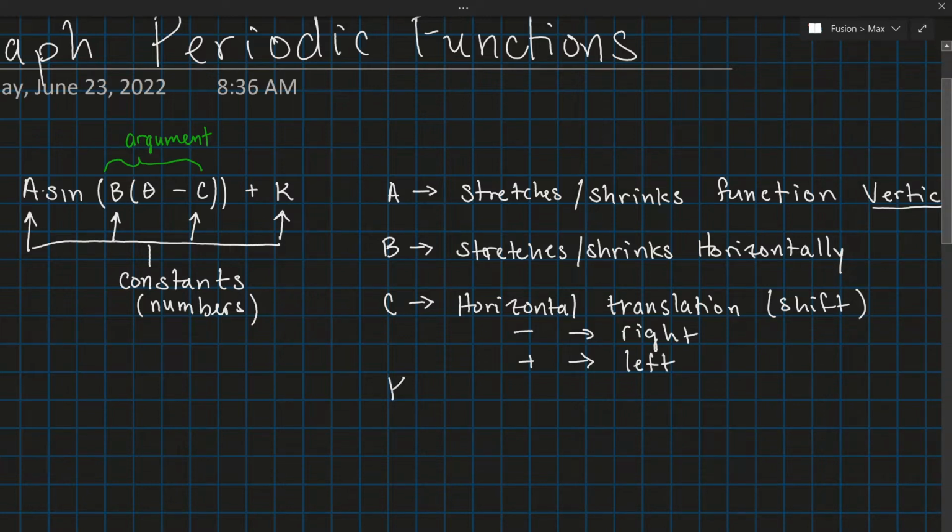Okay, and then what does K do? Vertical translation? Yeah, vertical translation. And if it's positive, which way does it go? Up, right. And if it's negative? Down. I guess there's only two options.